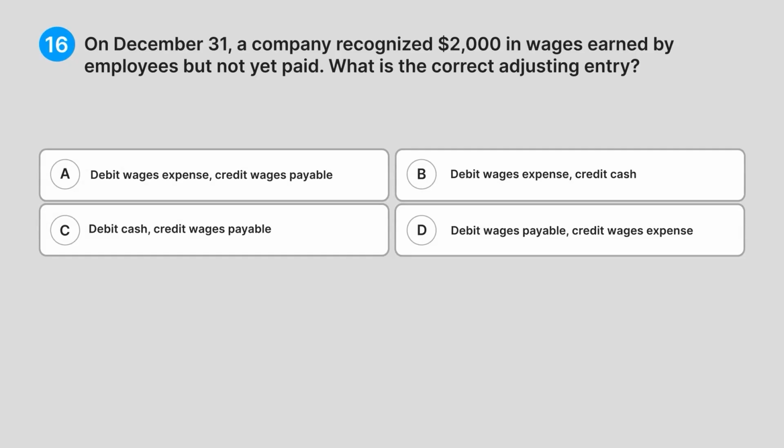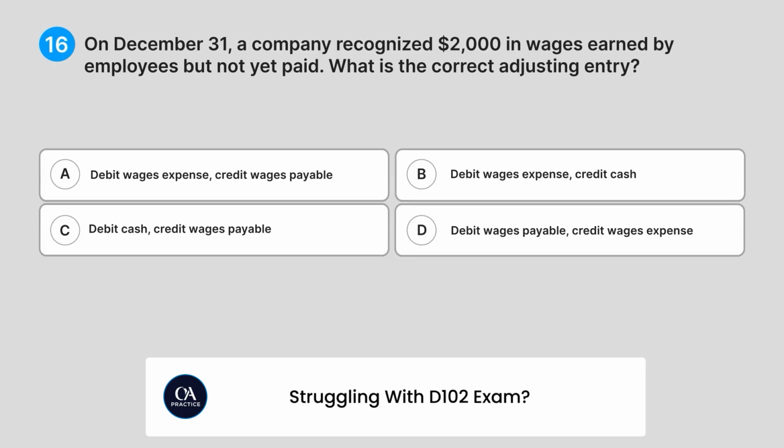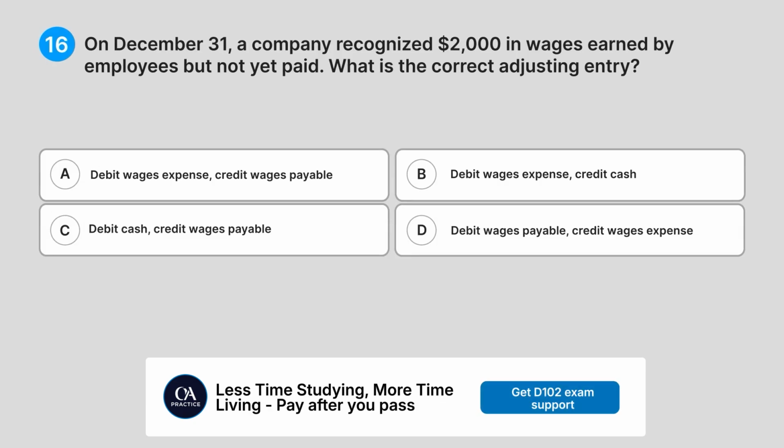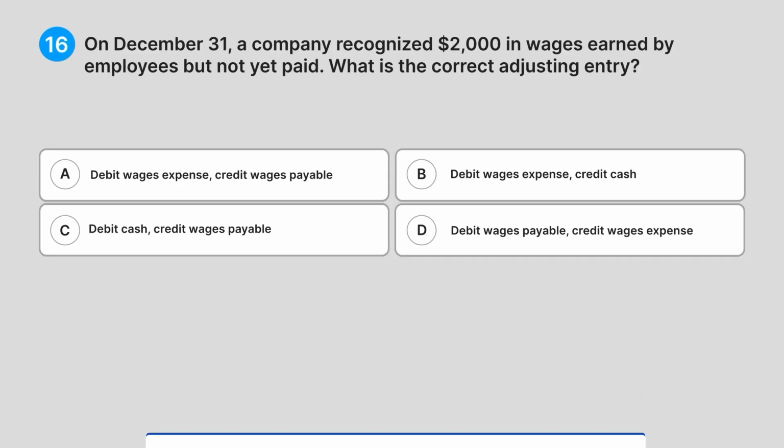16. On December 31st, a company recognized $2,000 in wages earned by employees but not yet paid. What is the correct adjusting entry? A. Debit wages expense, credit wages payable. B. Debit wages expense, credit cash. C. Debit cash, credit wages payable. D. Debit wages payable, credit wages expense. Do you know the answer?